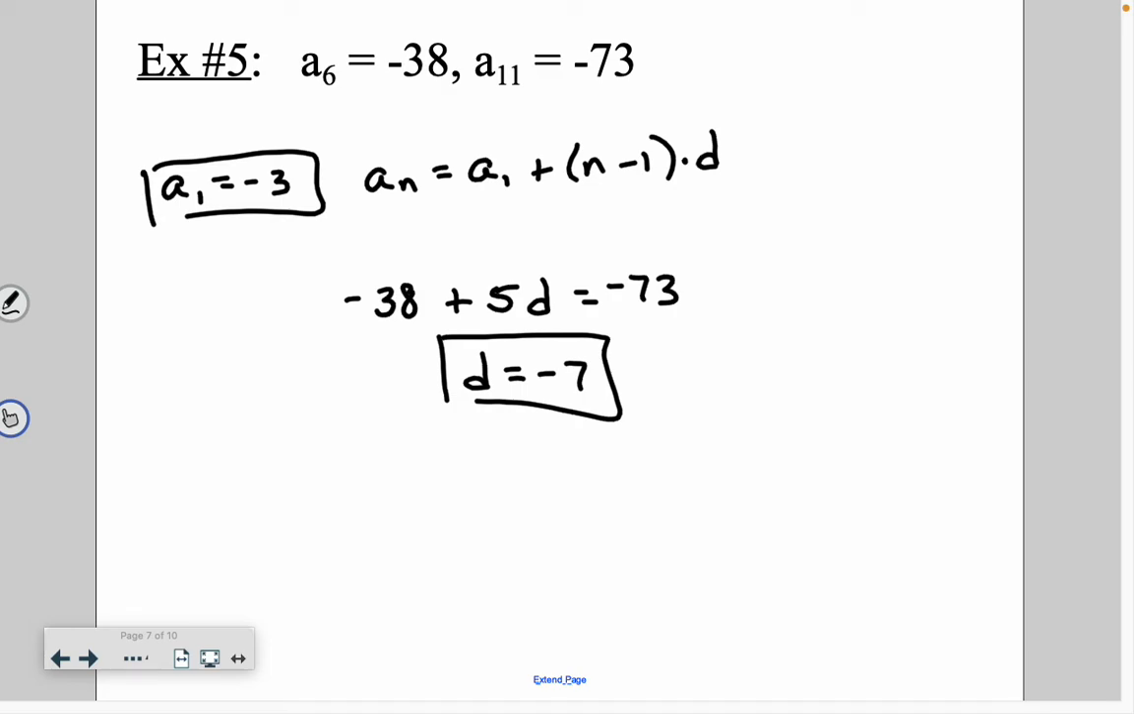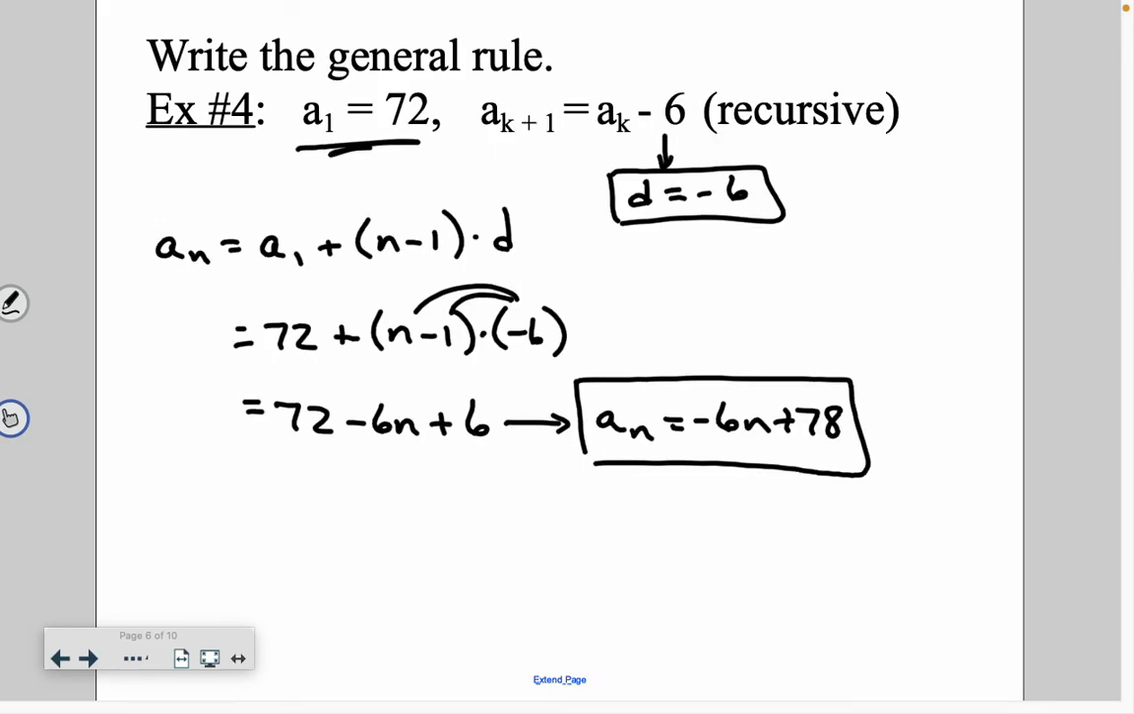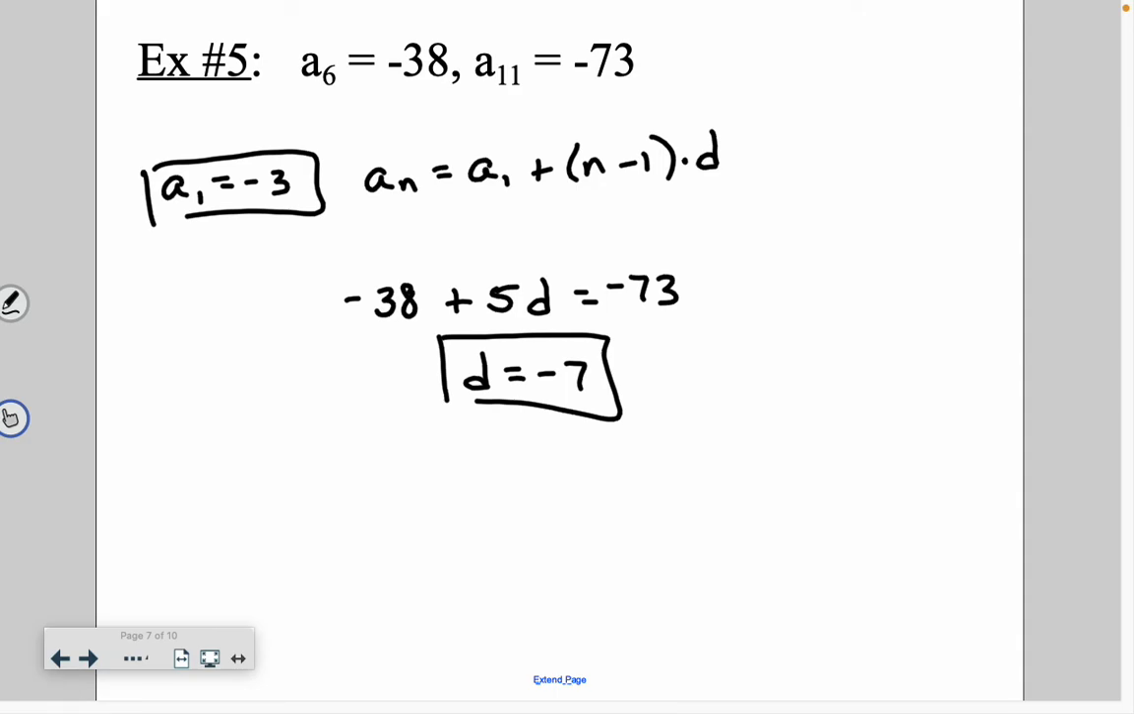And now that we've got our first term and our common difference, we can plug those in and go right back to, again, finding the formula. Just like we did back here. Plug in the first term, common difference, simplify it down. Okay? How we doing? Making sense, hopefully? I'm not going to finish it just to save a little bit of time.